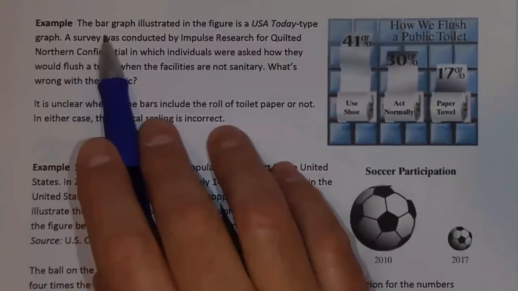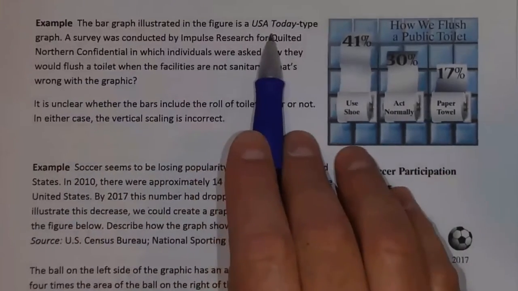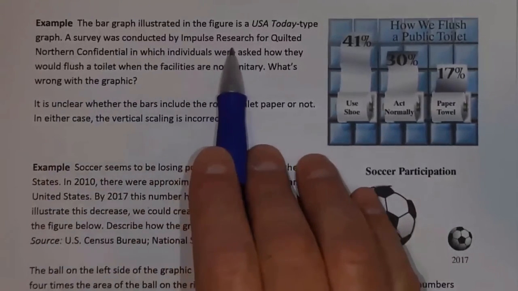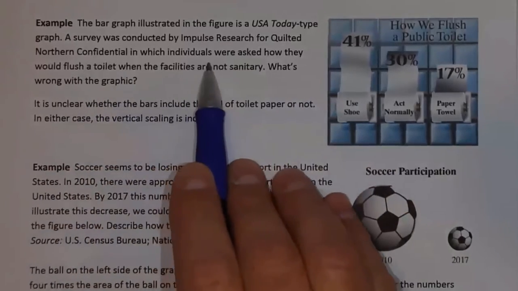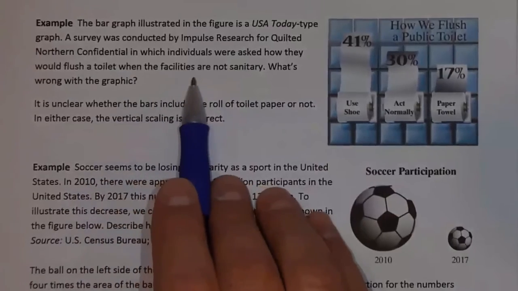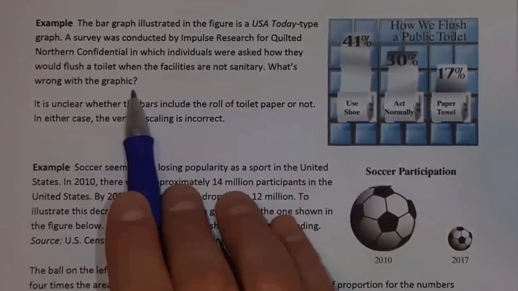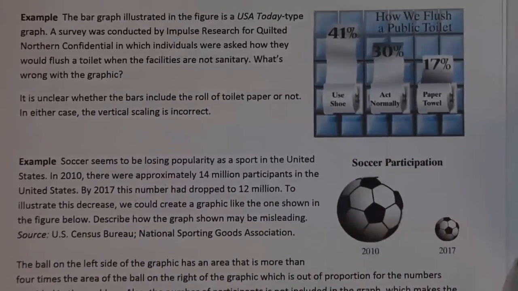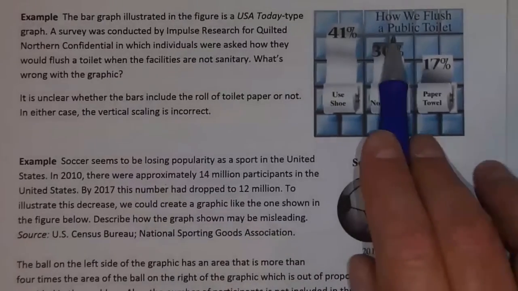Next example. The bar graph illustrated in the figure to the right here is a USA Today type graph. A survey was conducted by Impulse Research for Quilted Northern Confidential, in which individuals were asked how they would flush a toilet when the facilities are not sanitary. What's wrong with the graphic? So this is a graphic. It's kind of clever. We're talking about how would you flush a public toilet.